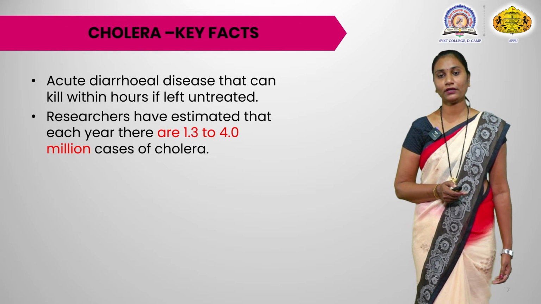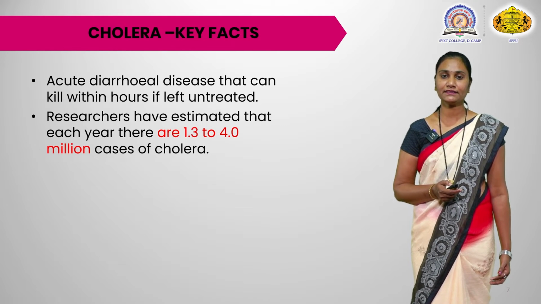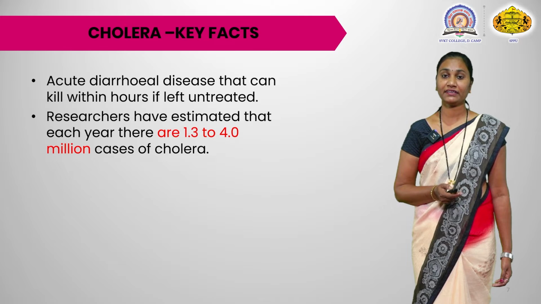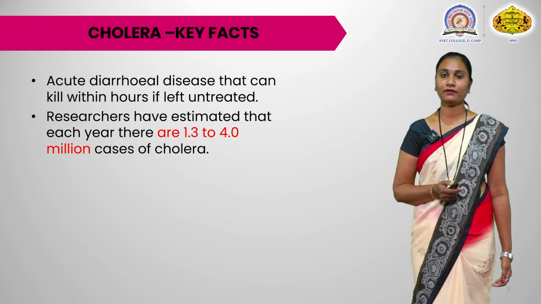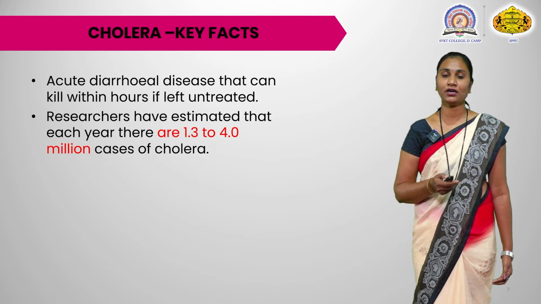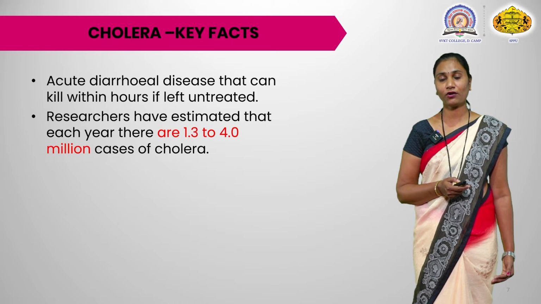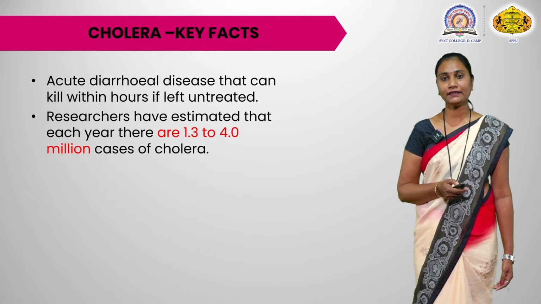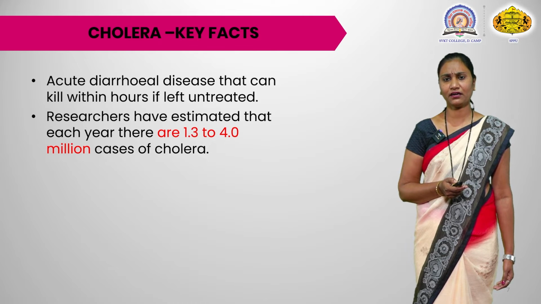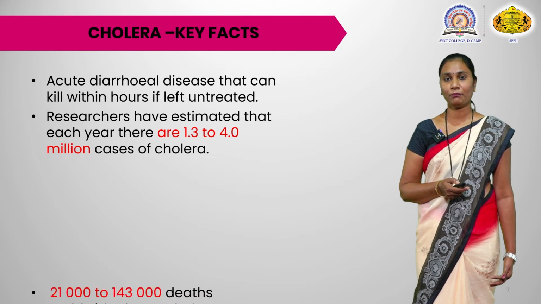Now, cholera is an acute diarrheal disease. Acute diarrheal disease in the sense that this particular disease has an onset of diarrhea very quickly. In this acute diarrheal infection, there is constant diarrhea, generally 2 to 3 times per hour in the patient. The diarrhea associated with cholera leads to death of the person if it is untreated.